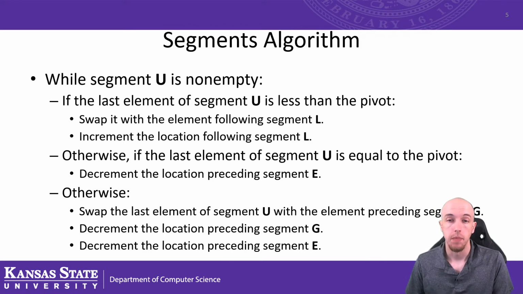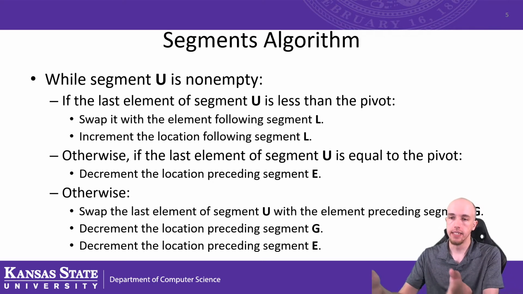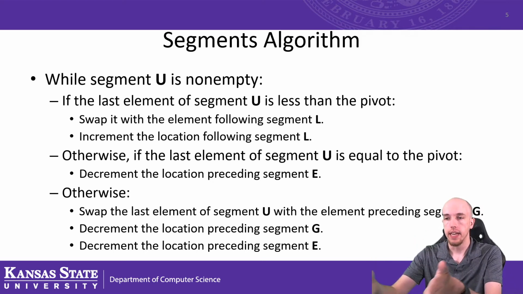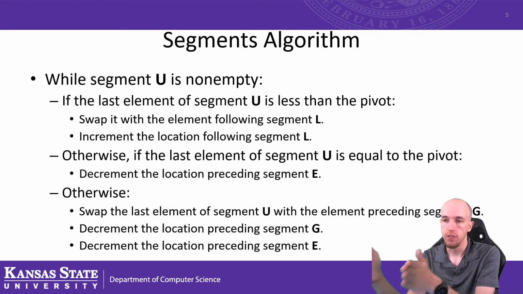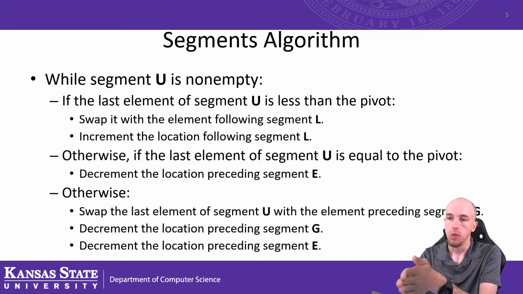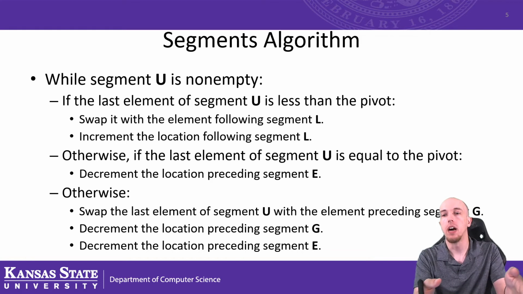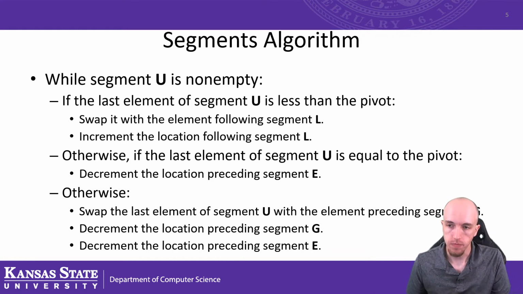Otherwise, that element is bigger than the pivot, and so we need to swap it with the element right before G. We then need to decrement the index of both G and E in that case, because segment G is at the end, and segment E is right before it. If G grows by 1, we need to shift segment G down by 1 as well. Remember, G and E are both tracking the element right before their respective segments.